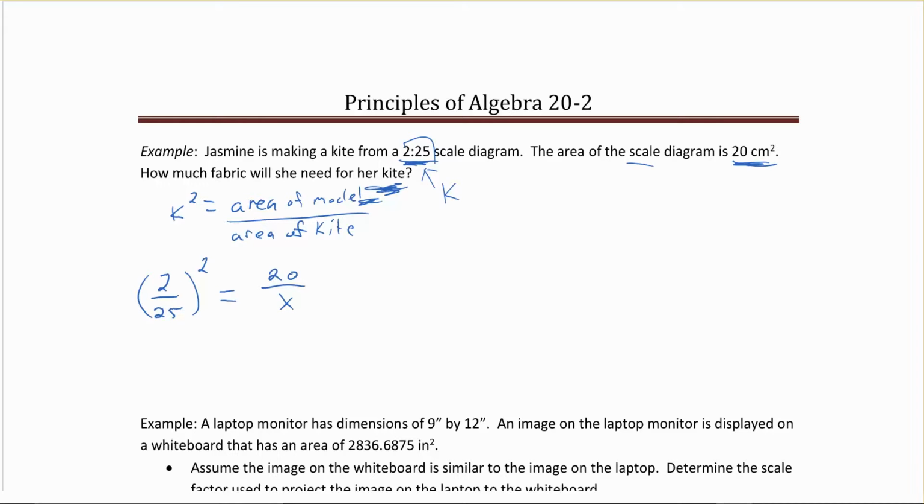Top and bottom are both squared, right? So this becomes 4 over 625, because that's 25 squared, is equal to 20 over x. And when you solve for x by either cross multiplying or by rearranging to solve for x, you get x is equal to 3,125 centimeters squared.